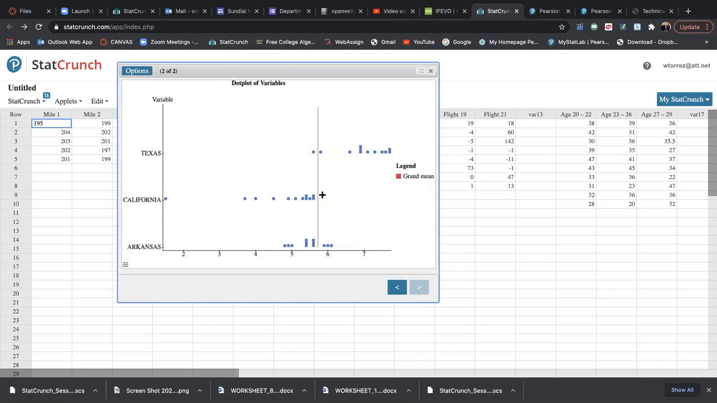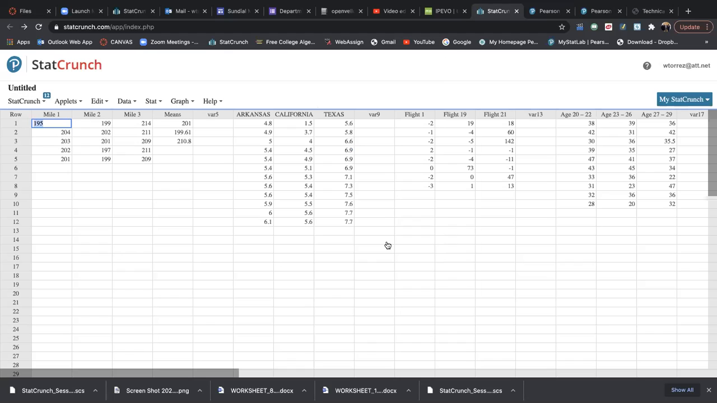And section 12.1 does give you some clues on how to go from here and how to pin down the fact that Texas might have a different mean. All we know is that at least one of the means is different. Okay. All right, so that's our analysis.